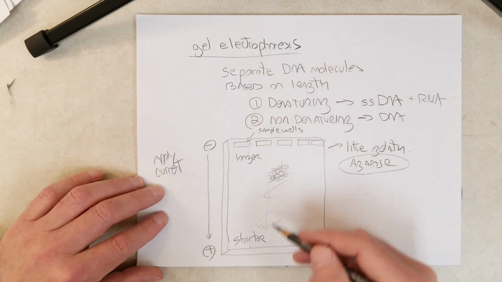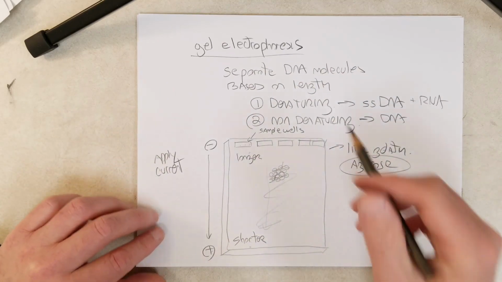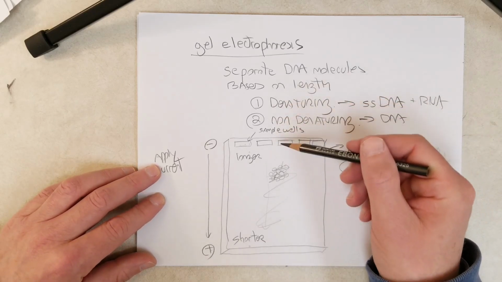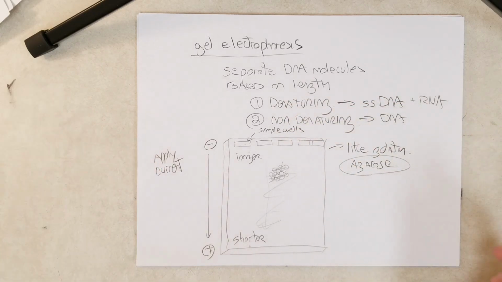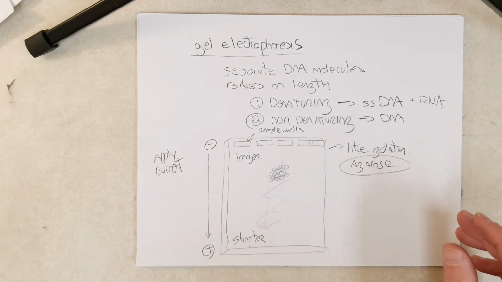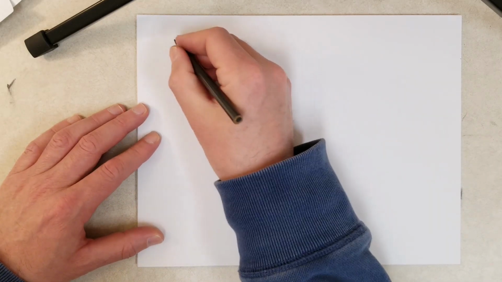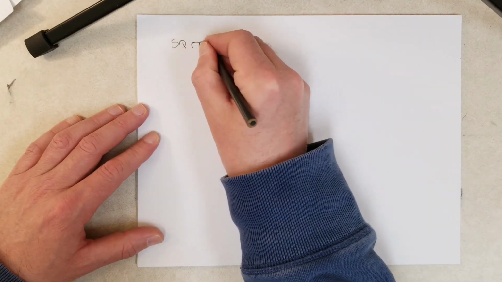Okay, so that's essentially how gel electrophoresis works. Long story short, it's going to allow us to separate the DNA based on size, and that's going to be important for Sanger sequencing. So, okay, let's say we have our sequencing reactions here.